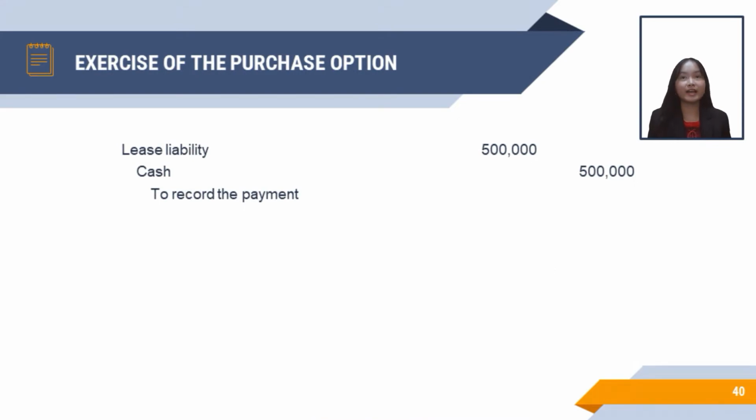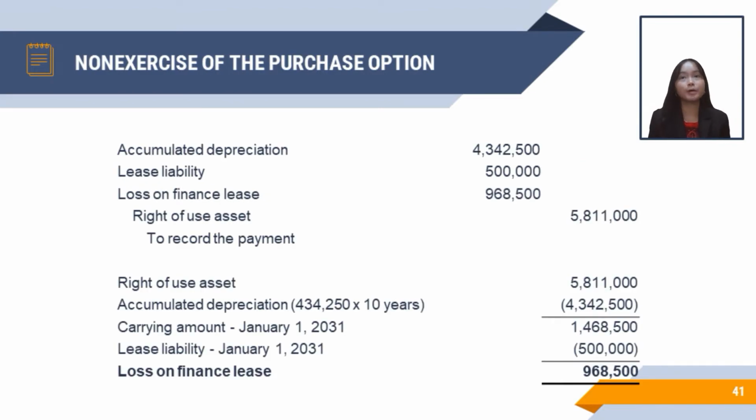And so, if we exercise the purchase option on January 1, 2031, which is the lease expiration, we will debit lease liability for 500,000 and credit cash for 500,000. But if the purchase option is not exercised, a loss is recognized equal to the difference between the carrying amount of the right of use asset and the lease liability on January 1, 2031.